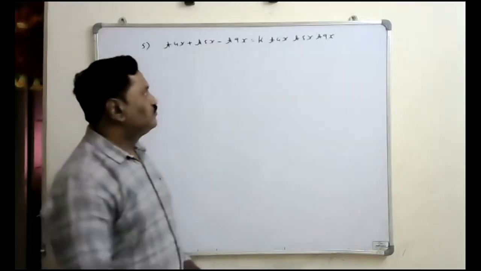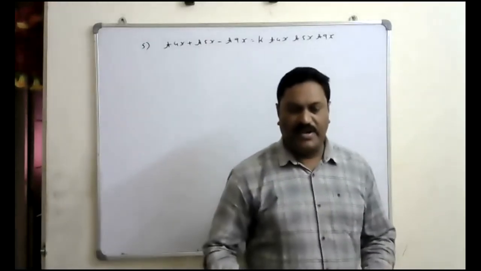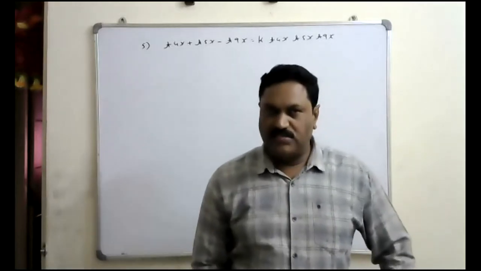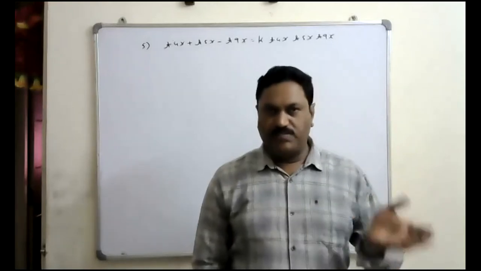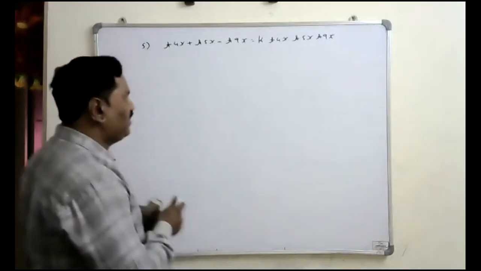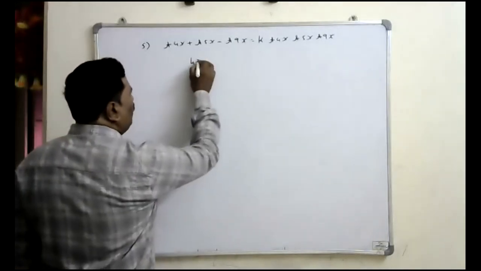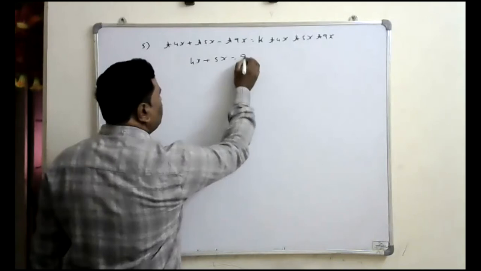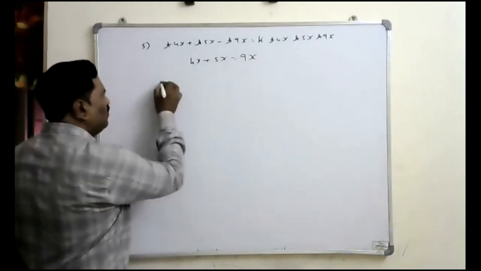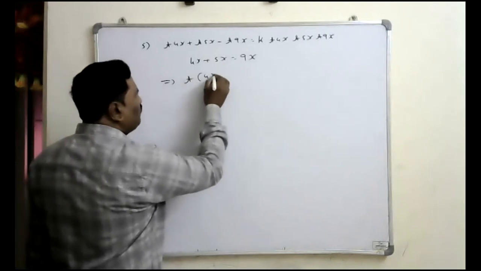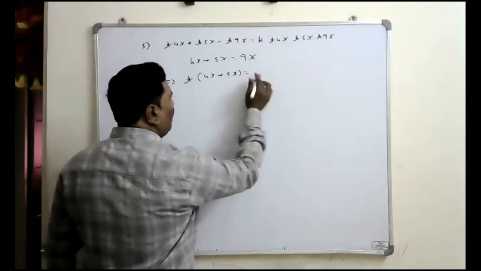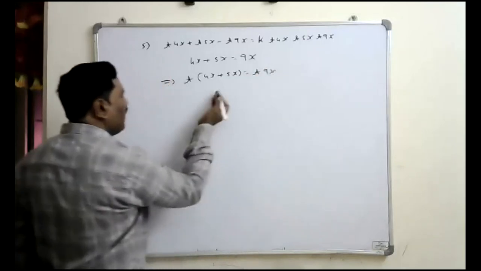Just observe here. To find this, observe the angles. What are the angles? 4x, 5x, and 9x. 4x plus 5x is 9x only. Means the sum of two angles is equal to the third angle. That's why consider 4x plus 5x is equal to 9x. Then apply tan on both the sides. Then it is tan of 4x plus 5x is equal to tan 9x. Now we will expand the LHS.